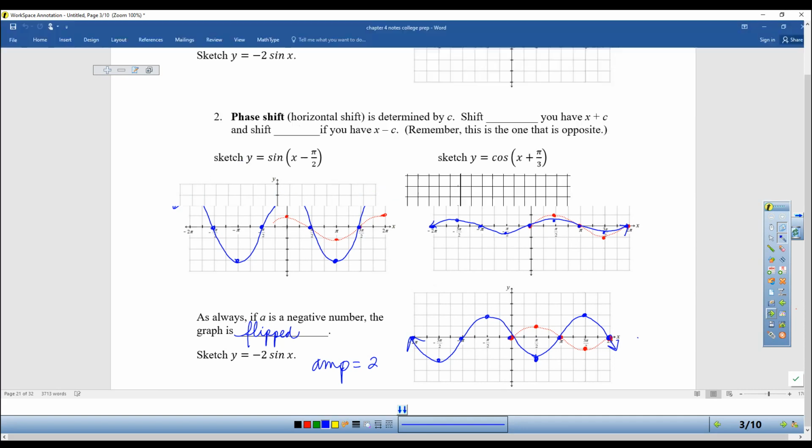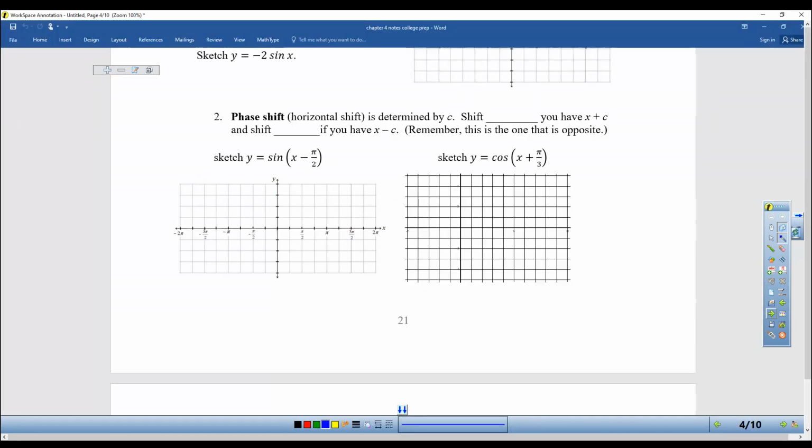All right, so that's the first thing that we had to learn was amplitude. The next thing is phase shift. So they did give it a new name. We normally call it horizontal shift, or we just say, how has it shifted left and right? They gave it a new name, but it doesn't have a new job. You're still going to shift left when you have x plus c, and you're still going to shift right when you have x minus c. Remember, this is the one that is opposite.